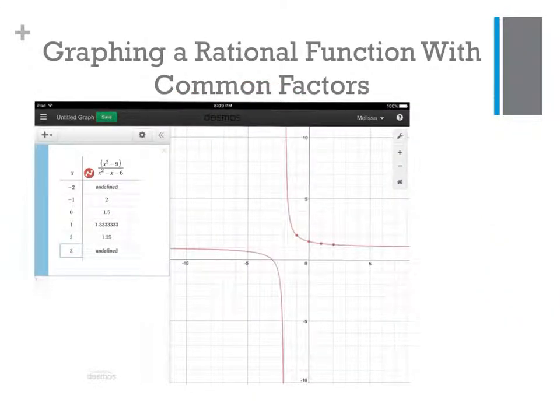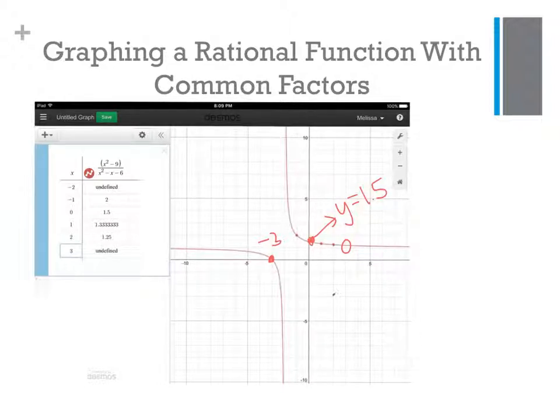Okay, so I just want to point a couple things out here with the graph. Just to confirm that our y-intercept is at y equals 1.5. Our x-intercept is at negative 3. We have a hole at positive 3. 1, 2, 3. There's a hole there.